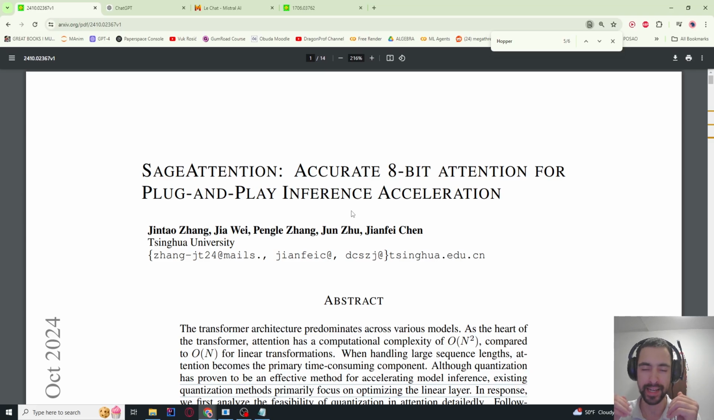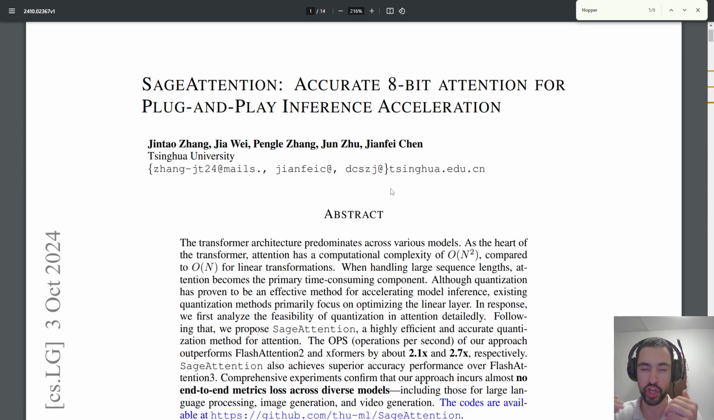In this paper, they explain how to take an already pre-trained model, and at inference time, they reduce the precision of these matrices: key, query, value. That makes the matrix multiplications a lot faster to calculate, and so they accelerate this inference time without sacrificing performance, or the performance loss is negligible. They achieve a 2.1x speedup compared to FlashAttention 2.